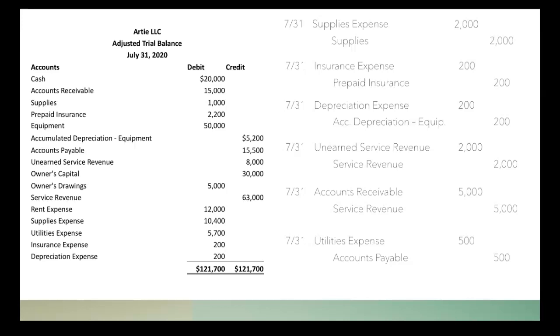So we make these adjusting entries to update account balances. That's the main purpose of these, right? Is to go into the end of the month or the end of an accounting period with updated account balances. Because after we do this, we're going to prepare financial statements, right? And we want to be able to use as up-to-date numbers as we possibly can when we prepare those statements.